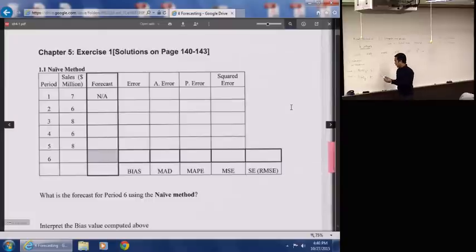So when you're trying to come up with the criteria for telling which model is better according to the bias statistic, the closer to 0 is better. Okay, so that's for the bias. Any questions? Should be clear, right?